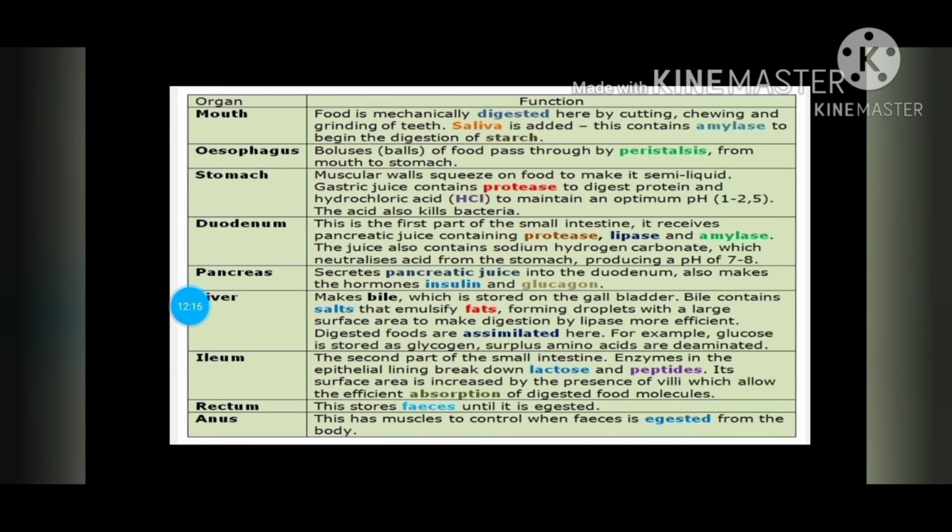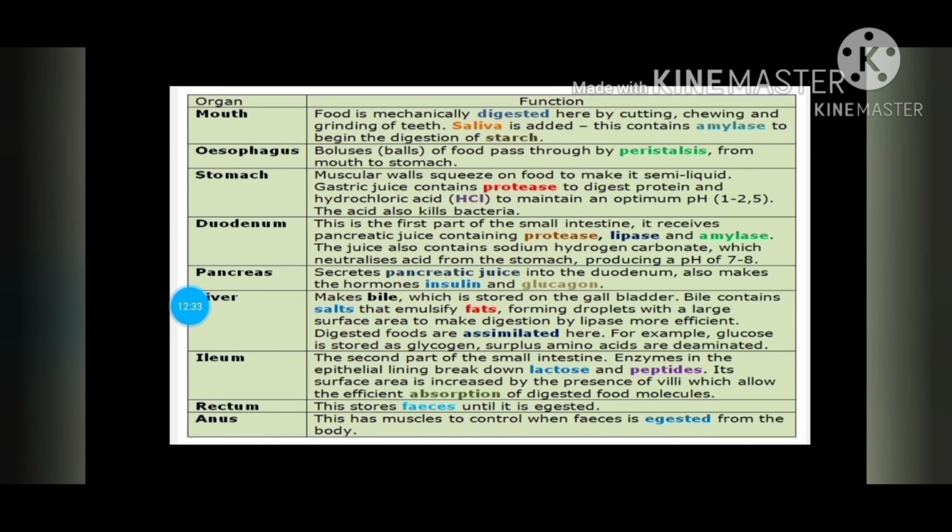Okay, after that next is the liver. That liver we discussed, what is the liver. Liver produces the bile juice, और bile juice कहाँ स्टोर होता है? The bile juice gets stored in the gallbladder. Okay, and it is helpful for the digestion of foods like glucose, glycogen, amino acid and etc.